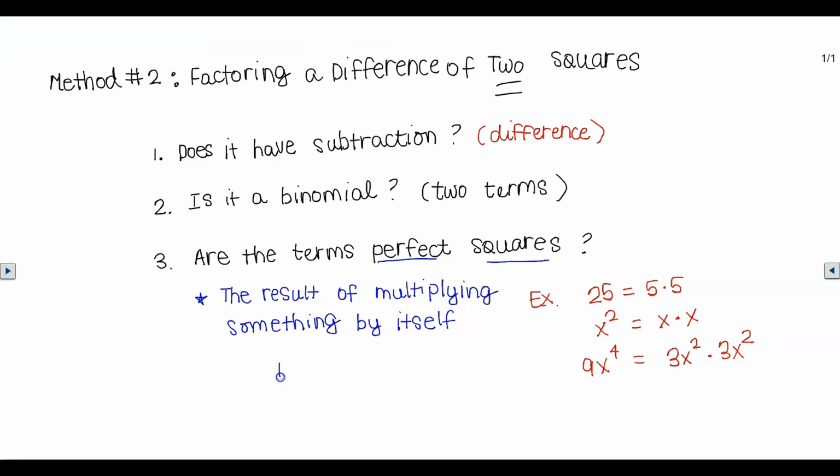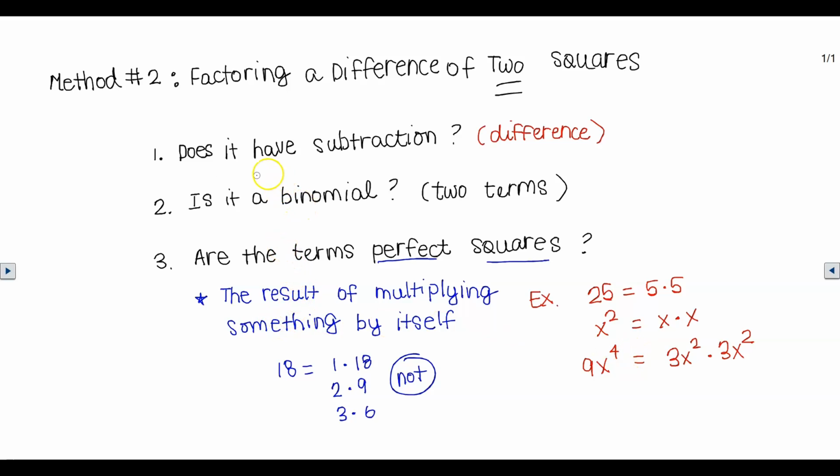Something like 18, let me write it over here, would not be a perfect square because to get 18, I know I could do 1 times 18, 2 times 9, or 3 times 6. But notice that in none of those multiplication problems am I multiplying something by itself. So this is not a perfect square. These over here are.